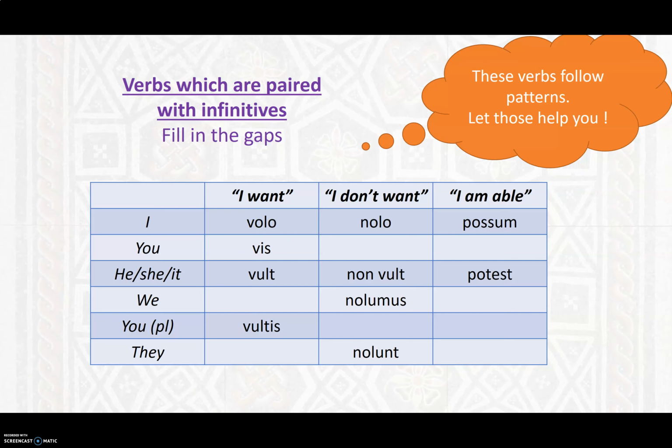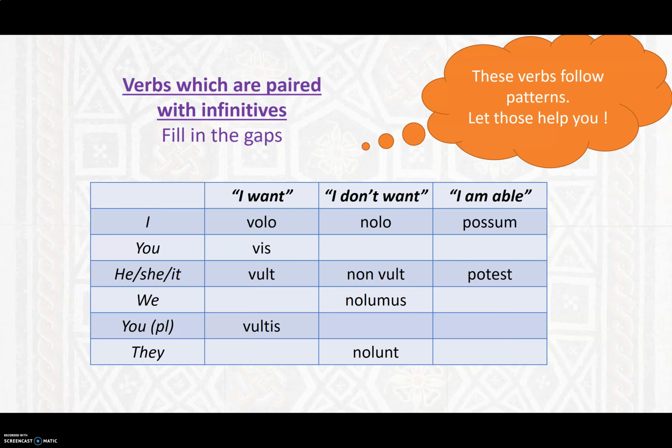So just like previously with other verbs, we learnt that o, s, t, mus, tis, unt are the endings for I, you, he, she, it, and then we, you, and they are the plurals. I want, I don't want, and I am able, although they're unusual, still follow this pattern, except there's something strange going on with possum. Okay, so have a look at volo and nolo. Now you'll notice that this table and the table that you've been sent in the Word document have gaps in them. Your job first is to figure out how we're going to fill those gaps.